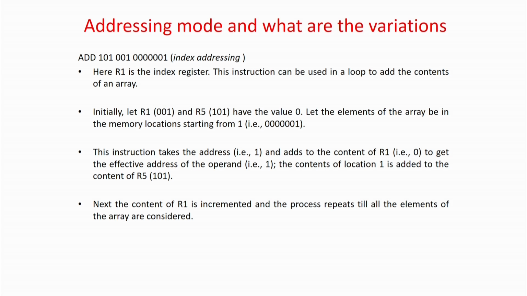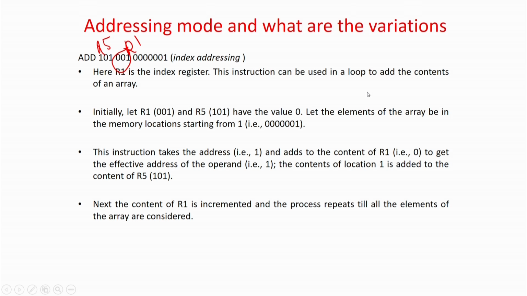As I told you, the index register, this one, is a general purpose register. This is not a base register, this is not a program counter. It can be R1, R5, R10, R12, which are general purpose registers. So, in this case the instruction is add, register 5, register 1 and some memory location 1. So, here R1 is the index register, it can be any general purpose register.